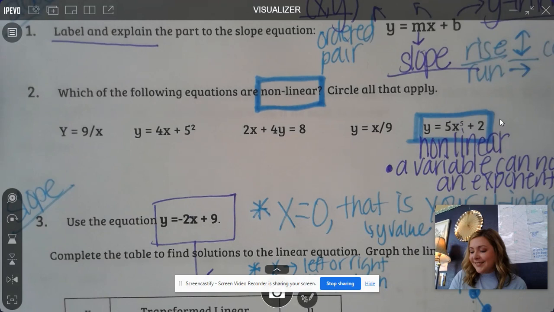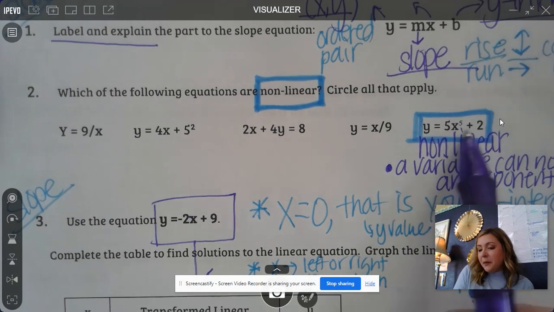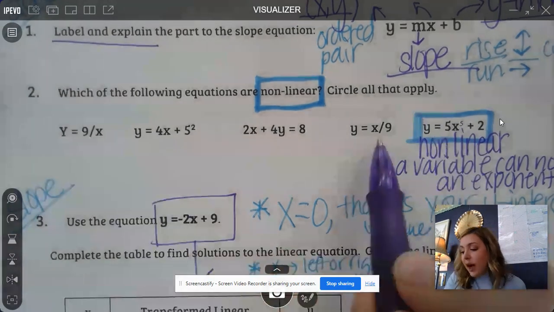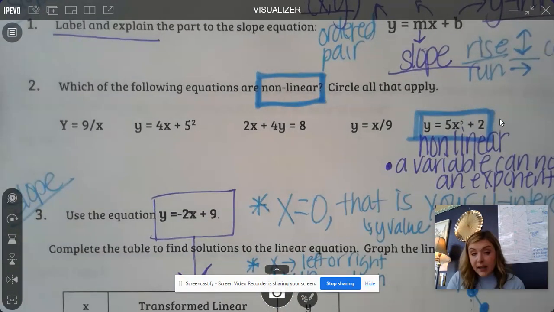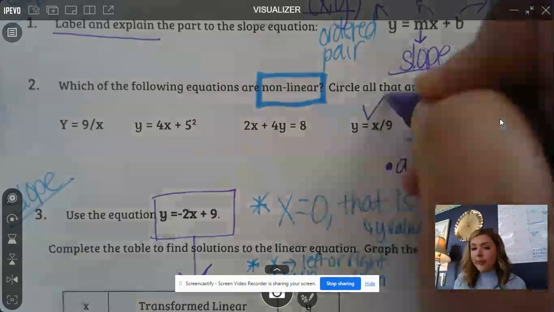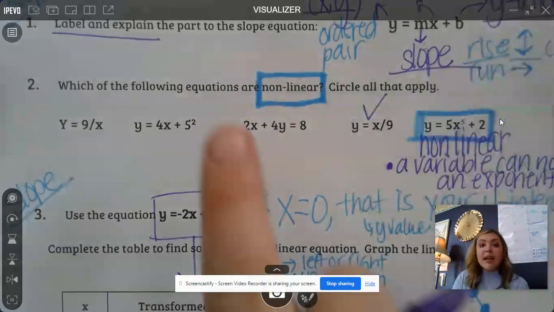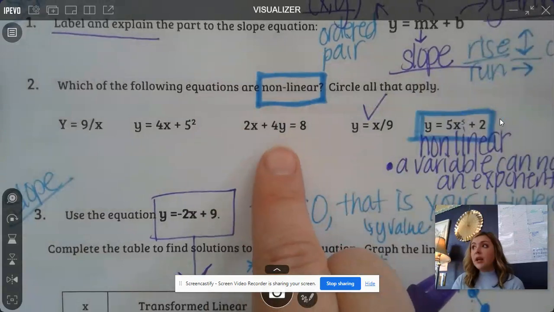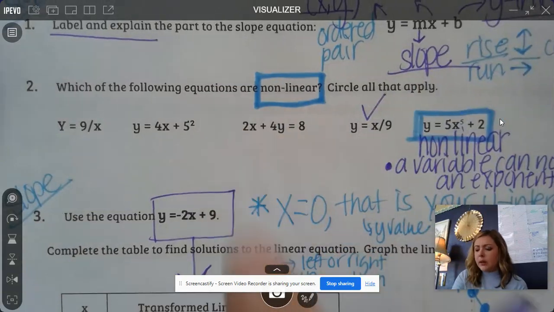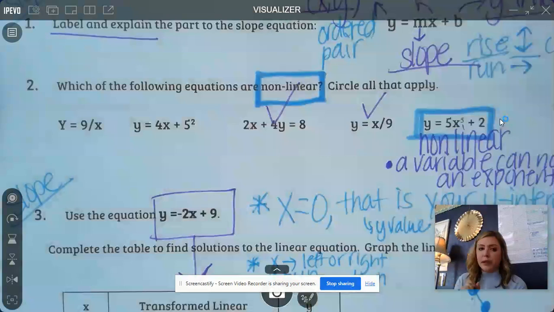All right. I'm going to work my way to the left right here. This is y equaling x divided by 9. X can be a numerator. There's no exponents. This is perfectly linear. This one, I don't know what the slope and y-intercept are, but I know I can convert it, and I know it wouldn't have an exponent, so this is perfectly linear.